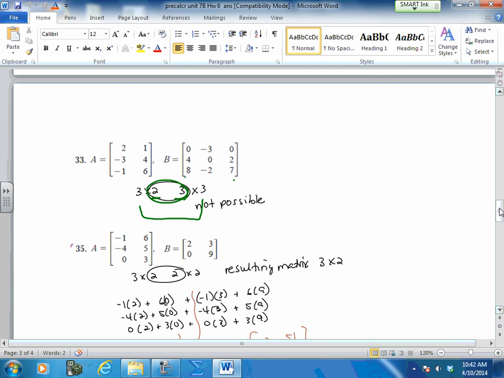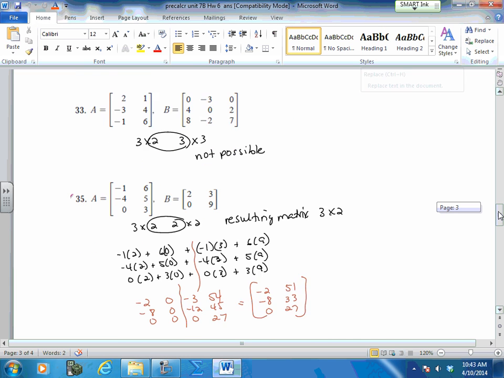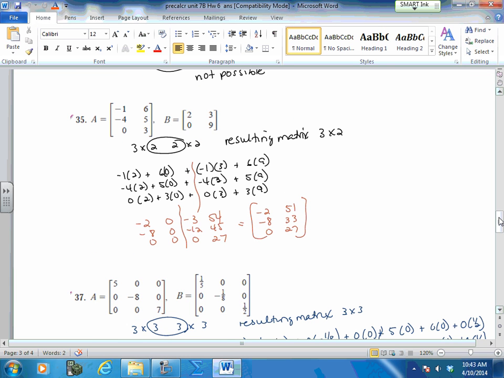Okay, number 35, you didn't have to do it by hand. You just had to say that was a 3 by 2, this is a 2 by 2, this right here is good, so we're going to result with a 3 by 2. And that's our resulting matrix right here. Now you could put it in and just do the multiplication in your calculator. I did these out, but remember when I was telling you yesterday that this row has to do this column, then has to do this one, then this row has to do this column, then this one. That's all this work right here.